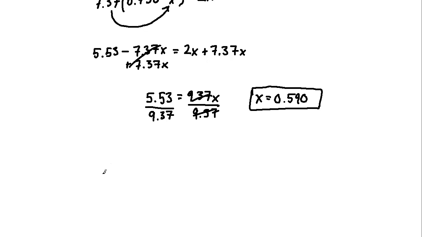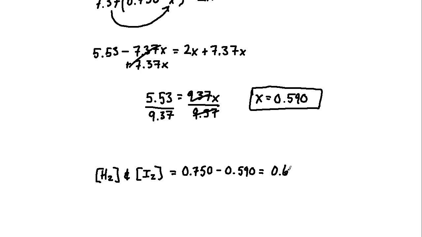Okay, so for the H2 and the I2, we can write them both here because they have the same equilibrium concentration expression in terms of x, right? And they would equal 0.750 minus 0.590. And so some quick arithmetic on that would give us 0.160 molarity as the answer for the H2 and the I2.